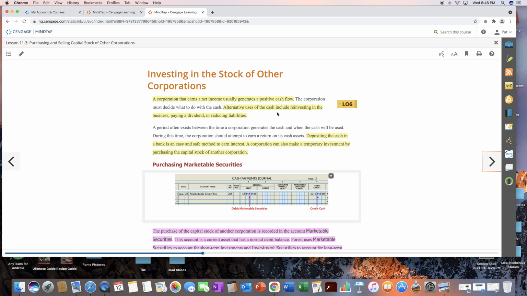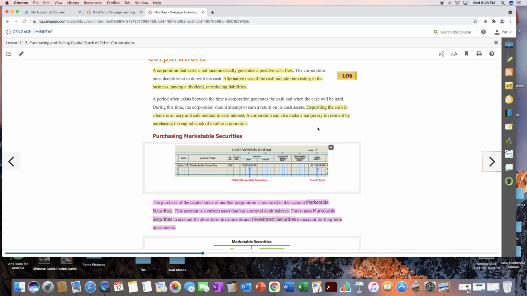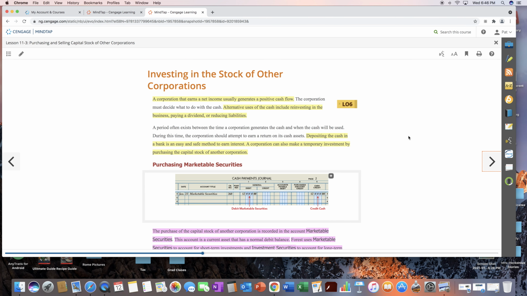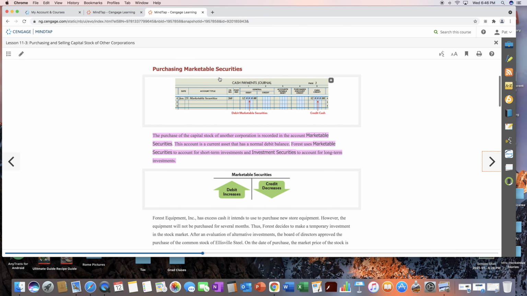Those are things we can do with cash, but we can also put the money in the bank, or we can temporarily invest in capital stock of other corporations. So that's what we're just showing you what to do. You don't really need transactions for putting it in the bank. So first, purchasing a marketable security. Marketable security is a new account. It is going to be a current asset account that has a normal debit balance. We use marketable securities for short-term investments and investment securities for long-term.